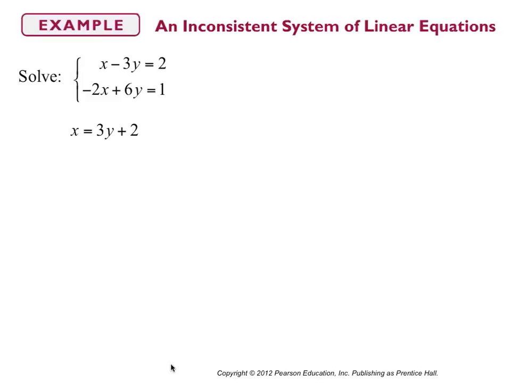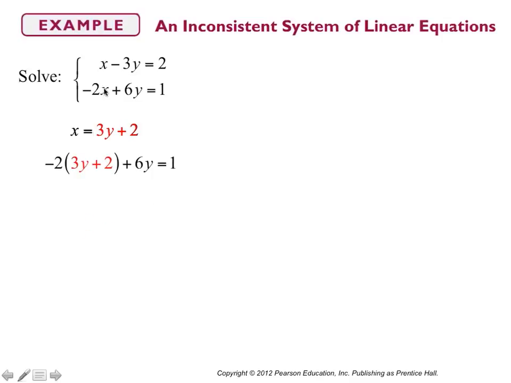Now there's nothing wrong with doing this a different way. You could use elimination, or you could solve for another variable. It's really up to you. There are a million possible ways for solving these equations, but the easiest thing, since x is kind of already by itself, is maybe to go ahead and just solve for it. So we add 3y to both sides, so we get x equals 3y plus 2.